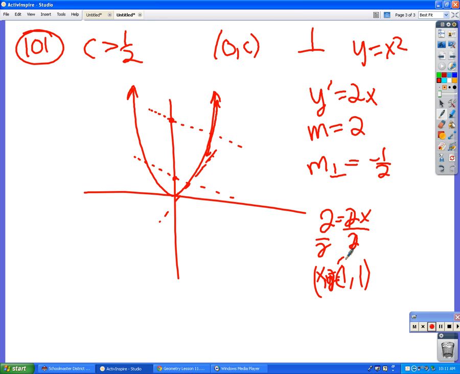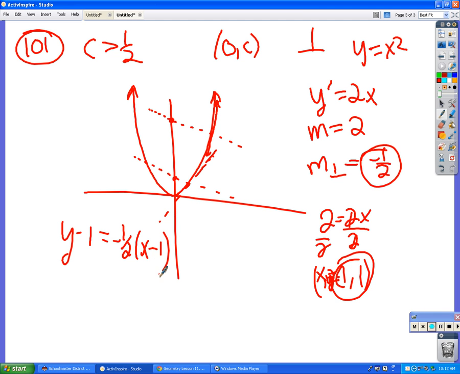If I have this as my point and this as my slope, what's my equation? y minus 1 equals, there's the value, okay? So y minus 1 equals -1/2 x plus 1/2, right? And then I have to add 1 to both sides. So the intercept would be 3/2.